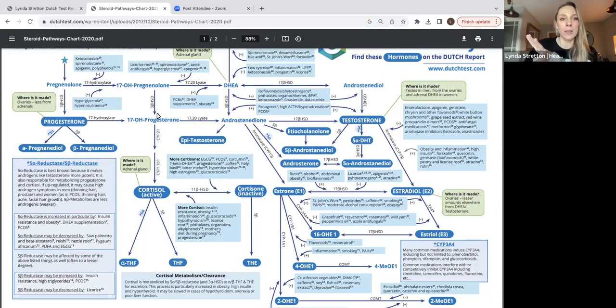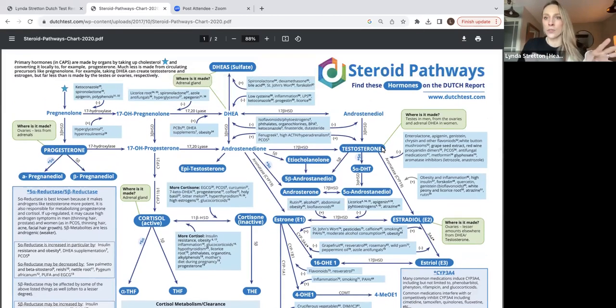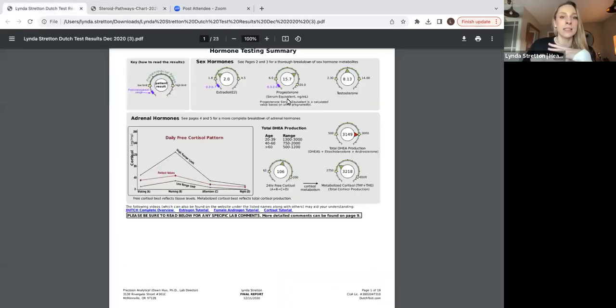And then we have this pathway coming down to make cortisol. And we look at cortisol versus cortisone and what's going on with the adrenal health, right? So this is basically what the Dutch is looking at. And then this is an example of a Dutch.